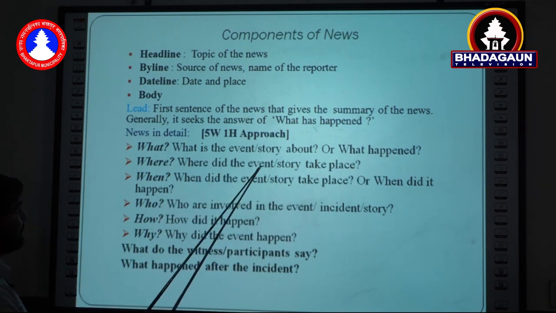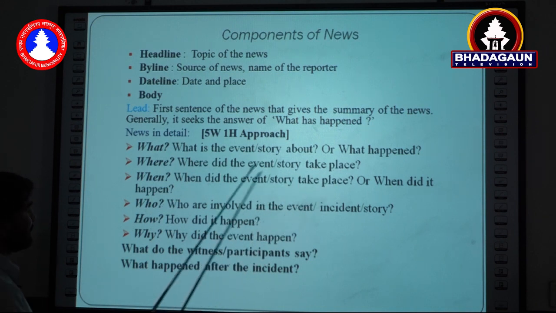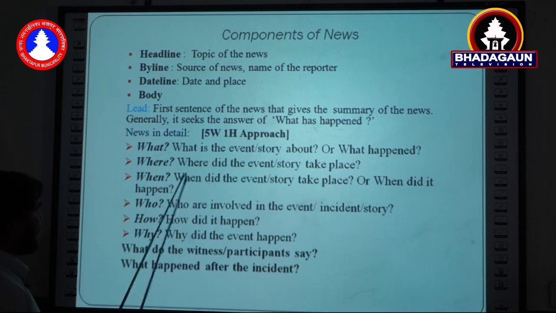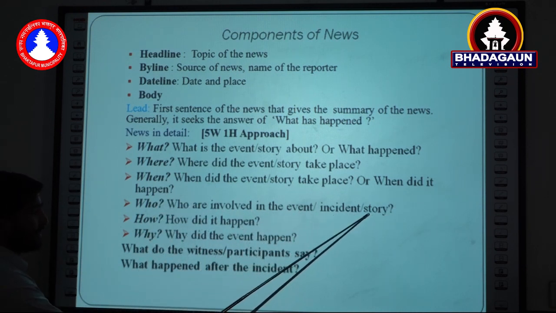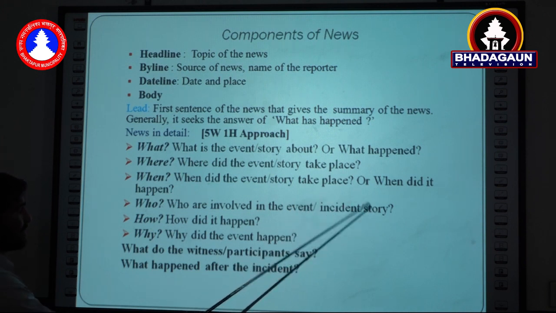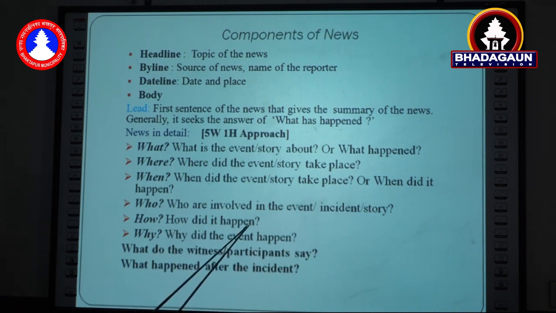Where did this event or story take place? When did the event or story take place, or when did it happen? Who is involved in the story or incident? How did it happen? What's the cause? Why did the event happen? Again, these are the 5 Ws and 1 H: 1, 2, 3, 4, 5 W, and 1 H.